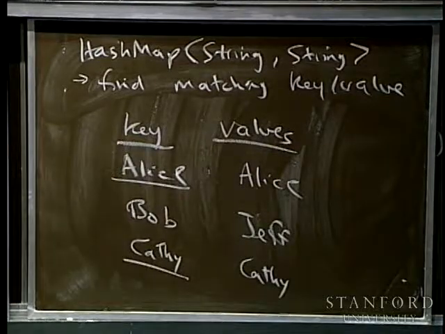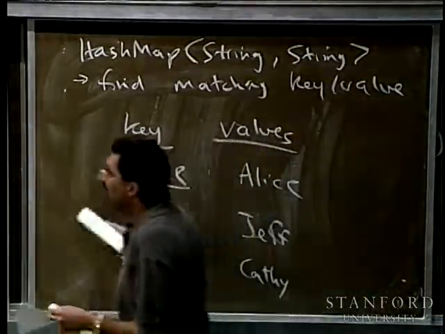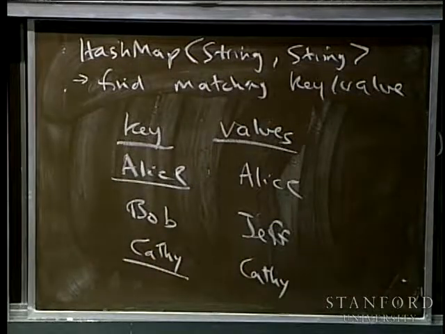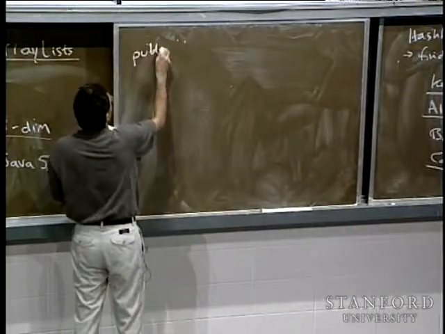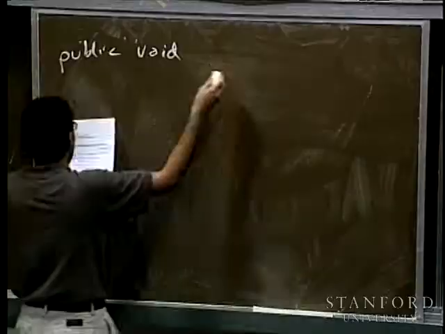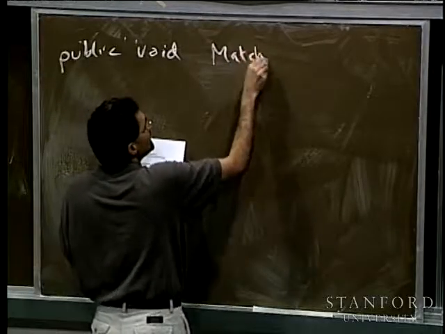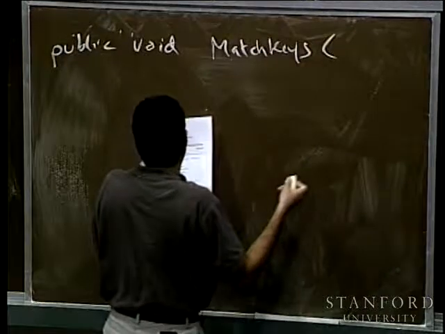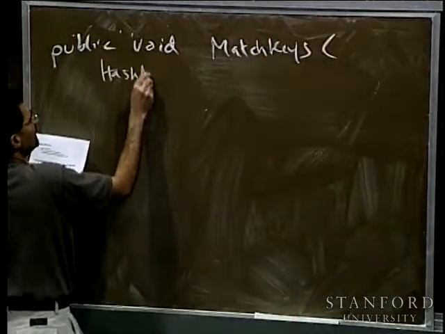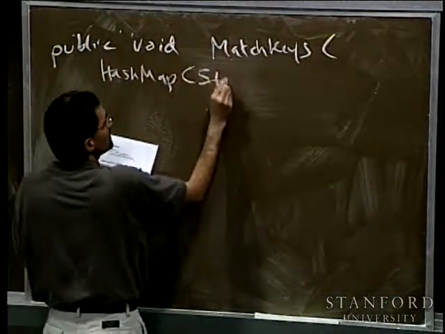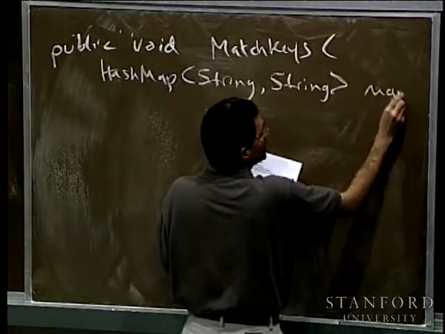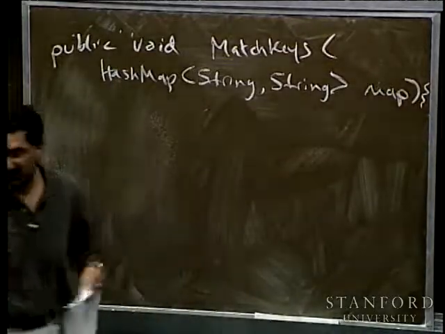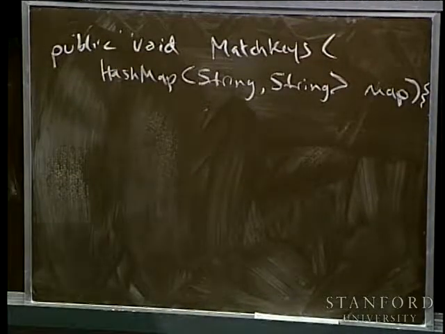Okay, and hopefully that's the way a lot of the questions are going to be on the final: simple concepts, but they stress the ideas. So if we want to think about solving that problem, we might be given some header like public void matchKeys, and this has some parameter that it's passed, like a hash map from string to string that we'll call map. All the syntax should hopefully be second nature to you at this point. You really want to figure out how to solve the problem.